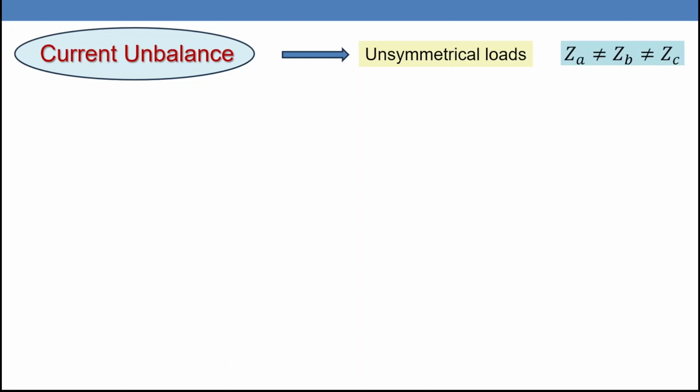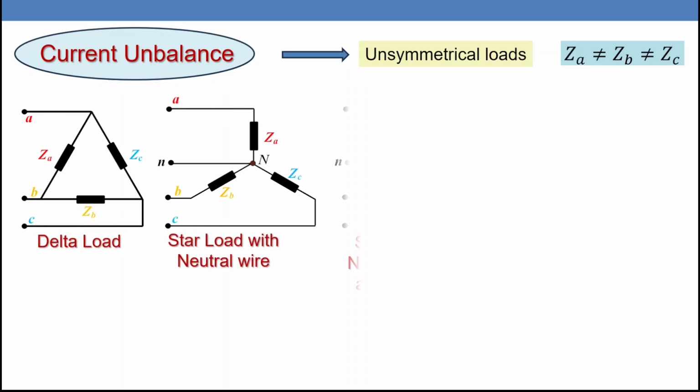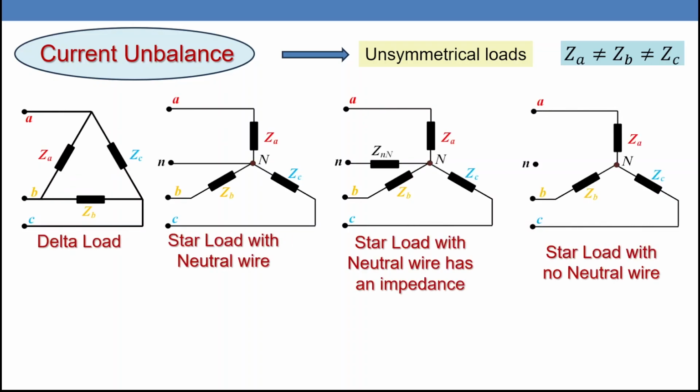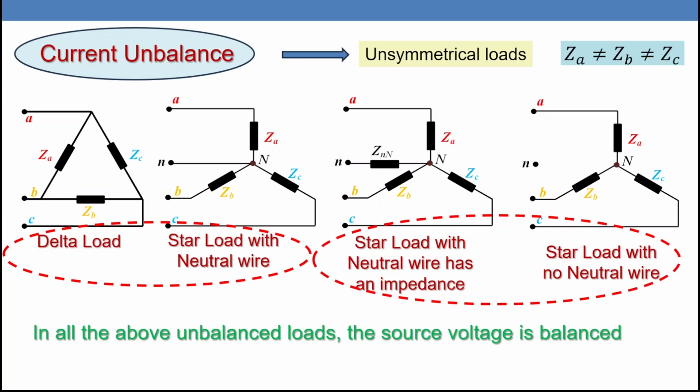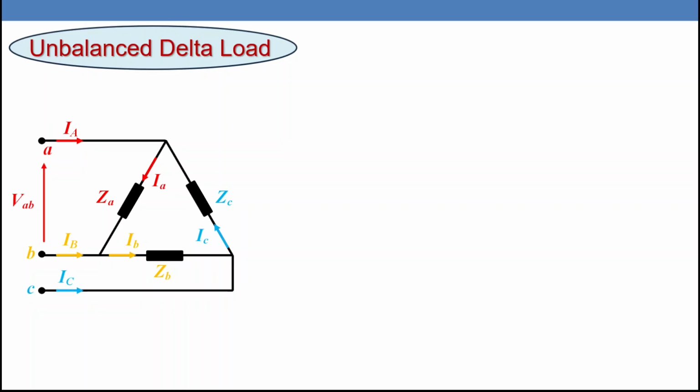Now we are going to focus on current imbalance. We can say it another way, unsymmetrical loads, where ZA not equals ZB not equals ZC. So we have 4 configurations here: delta load not balanced, star load with neutral wire, star load with neutral wire that has an impedance, and star load with no neutral wire. Bear in mind, in all of these configurations, the source voltage is balanced, but the load is not balanced. In this video, video number 10, we are going to cover delta load and star load with neutral wire. In video number 11, we are going to cover star load with neutral wire that has an impedance, and star load with no neutral wire.